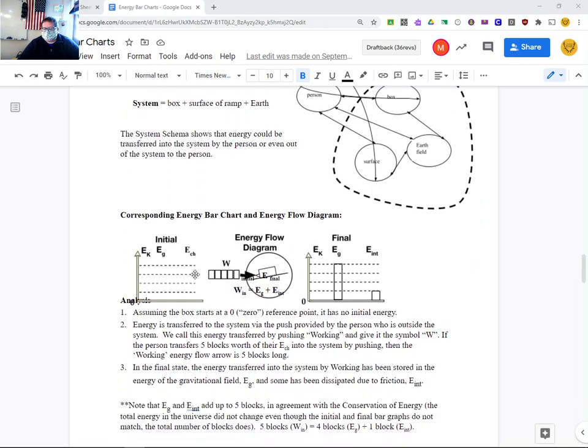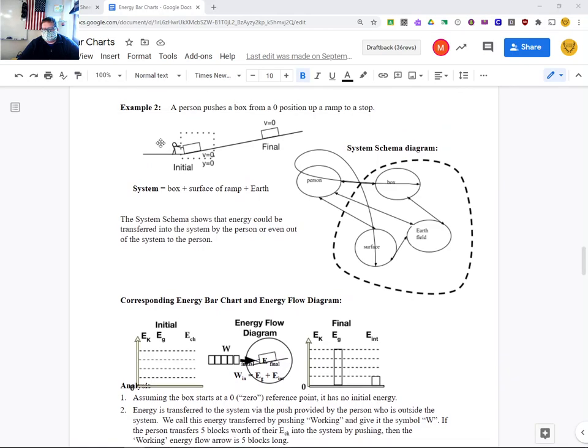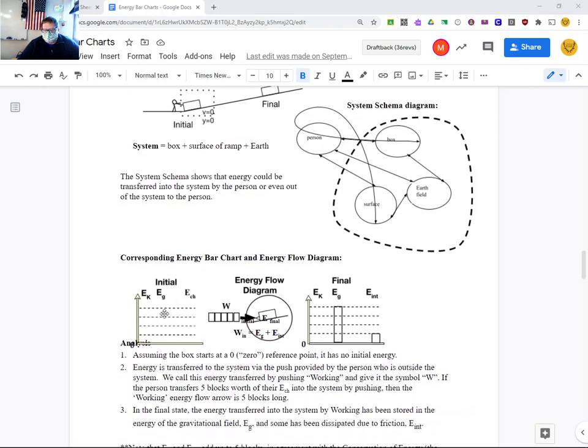In this scenario, that's not what happens, right? In the beginning, where's the energy? The person's going to push it up. It's in the person. And since the person was defined to not be part of the system, the energy is not in the system at the beginning. Notice this is a completely blank bar chart here.